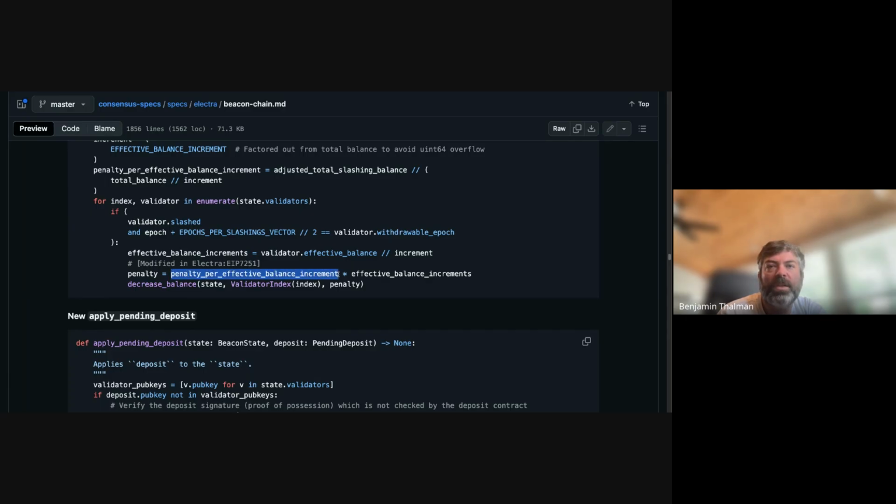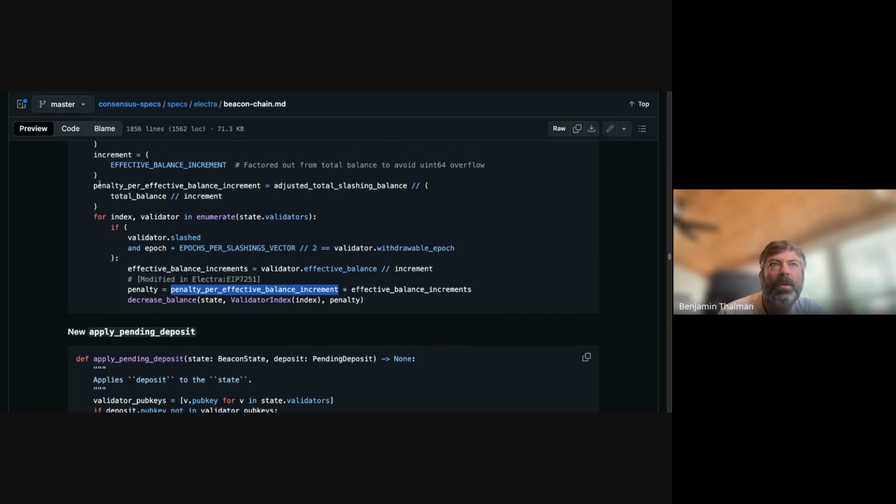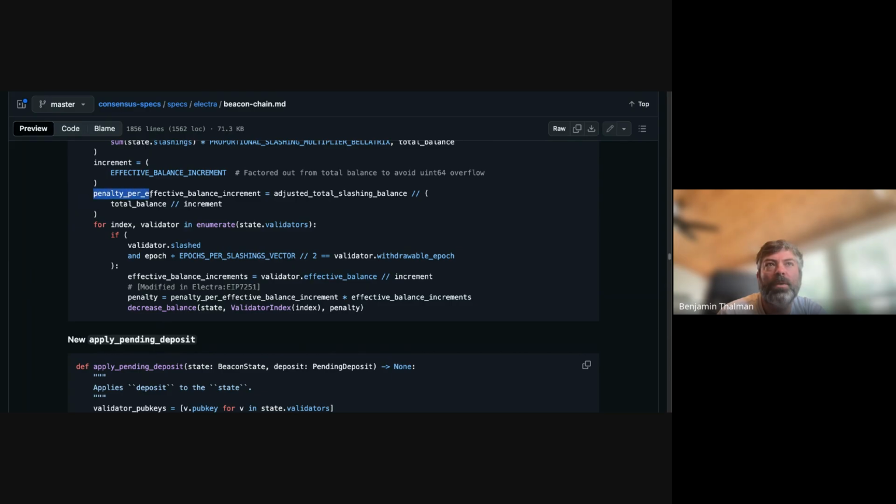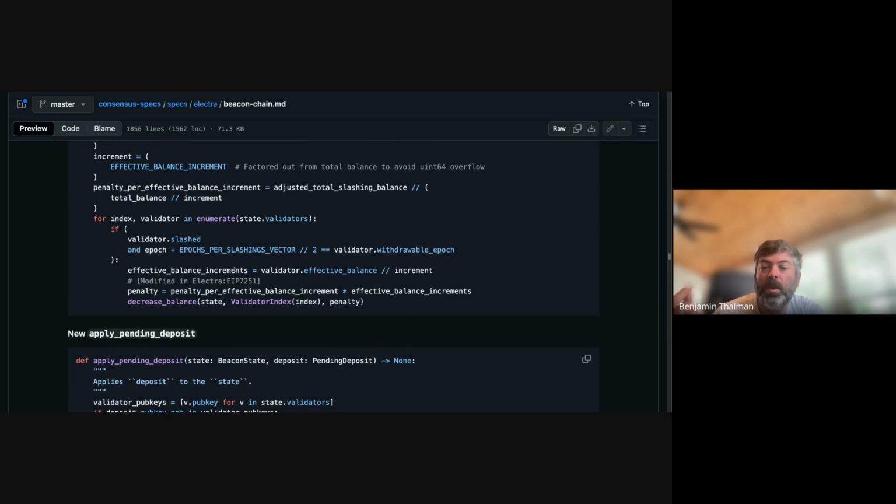Here's the calculation of the penalty: penalty per effective balance increment, which was calculated up here, multiplied by effective balance increments, which we just calculated here. It's very well named. I think it's almost intuitive when you read the name what it's doing. It's a multiplier. For every whole ETH you have, you pay this penalty. That's what this is calculating right here: penalty per effective balance increment, the multiplier, and then how much whole ETH do you have? Effective balance increments.